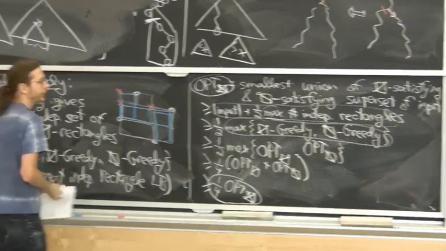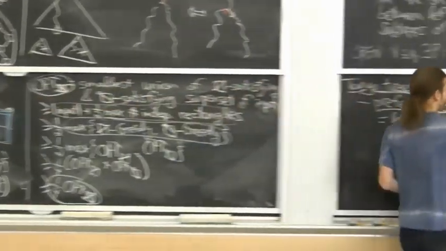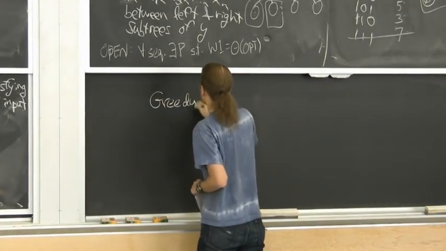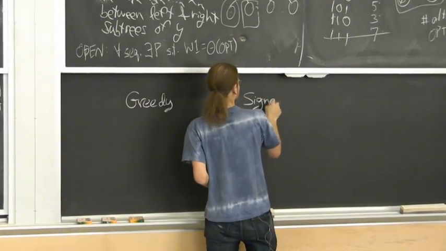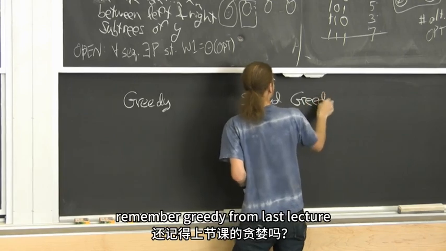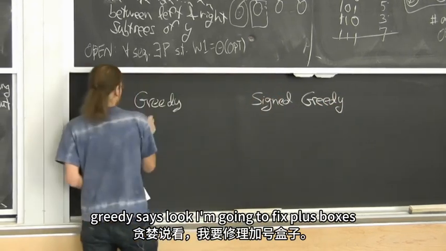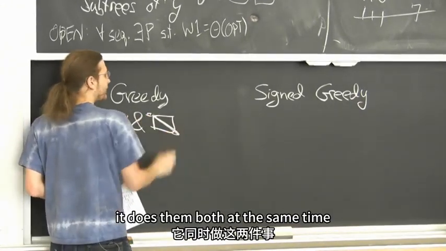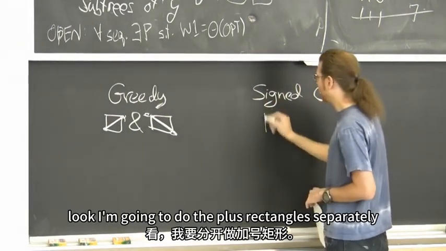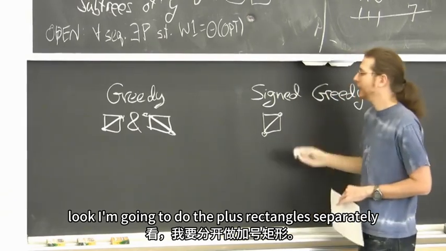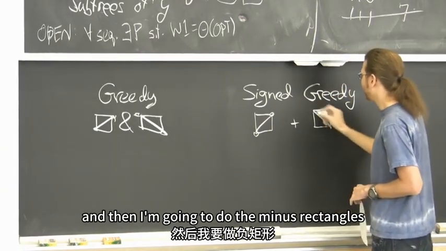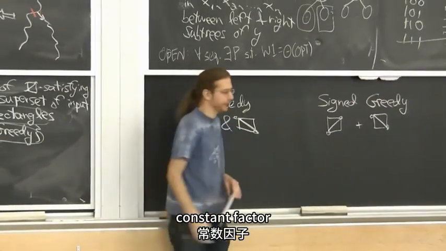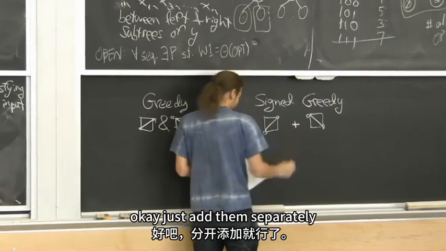So this is weird. I'm going to draw one more picture, which is greedy versus signed greedy. Remember greedy from last lecture? Greedy says, look, I'm going to fix plus boxes, plus rectangles, and I'm going to fix minus rectangles. It does them both at the same time. Signed greedy says, look, I'm going to do the plus rectangles separately, and then I'm going to do the minus rectangles separately, and then add them up, or take the union, or take the max. Doesn't matter, constant factor. Okay, just add them separately.